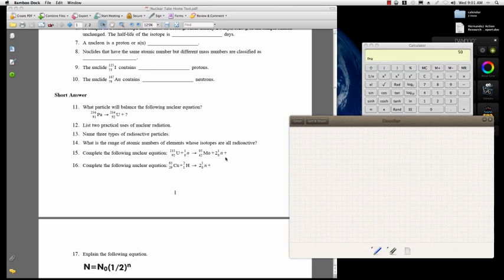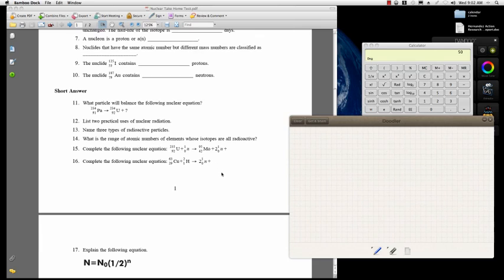And if you do this carefully, the number 15 works out to be 139 over 50 for tin, Sn. This next one, same thing. This coefficient multiplies this mass number by 2, because we have this coefficient of 2 here. So the next one works out to be 63 over 30, zinc.